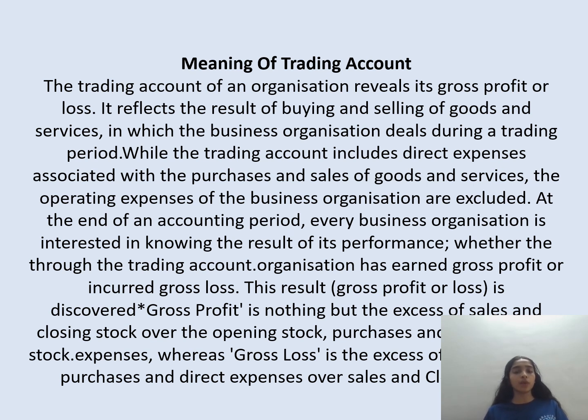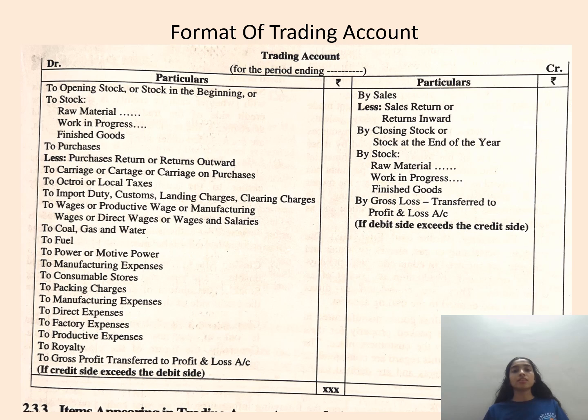At the end of an accounting period, every business organization is interested in knowing the result of its performance, whether the organization has earned gross profit or incurred gross loss. This result, gross profit or gross loss, is discovered through the trading account. Gross profit is nothing but the excess of sales and closing stock over the opening stock and purchases. This is the format of trading account.